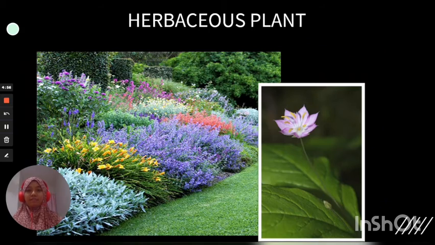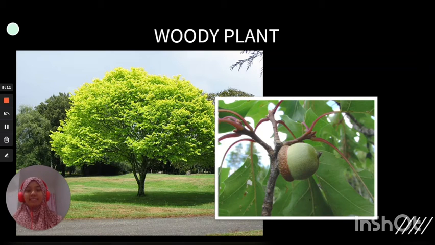Okay, next one. Herbaceous plant. I don't have to say much about herbaceous plants. You know well herbaceous plants produce their own food. That means herbaceous plants are plants. The name itself is plant. Okay, next one, woody plant. Woody plants are also the same thing. It is a plant. It can make its own food through the leaves.